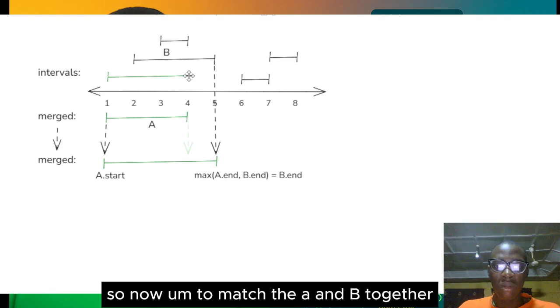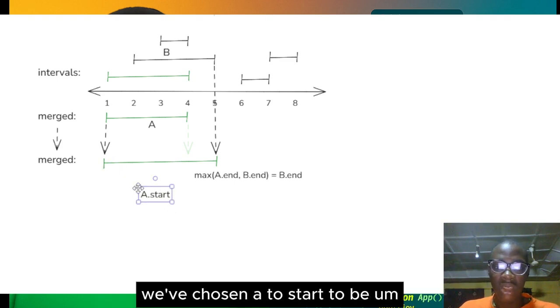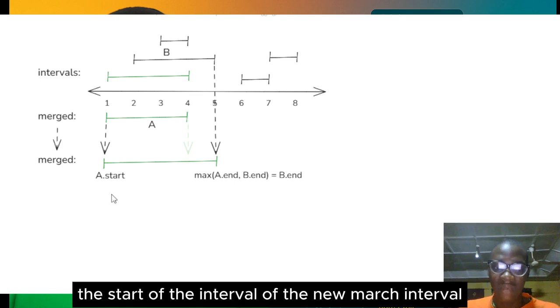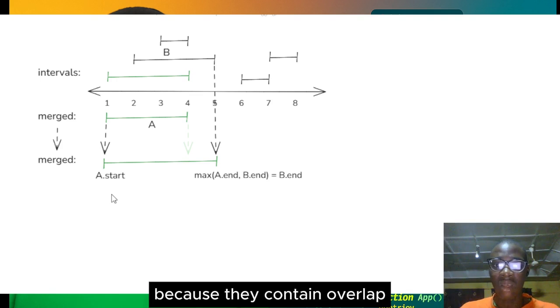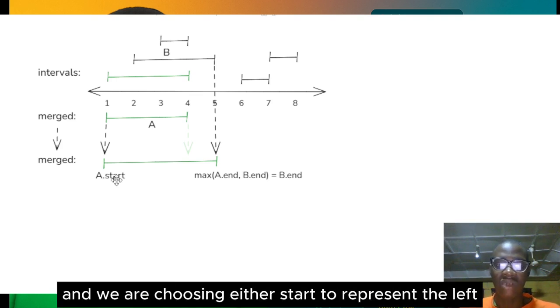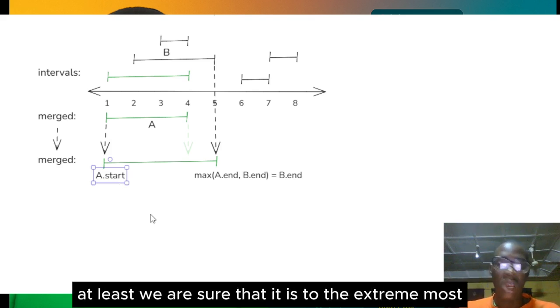So now, to merge A and B together, it means that we've chosen A dot start to be the start of the new merged interval. We're trying to merge A and B into a new interval because they contain overlap, so merging is possible, and we're choosing A dot start to represent the left of this new interval because we are sure that it is the extreme most.